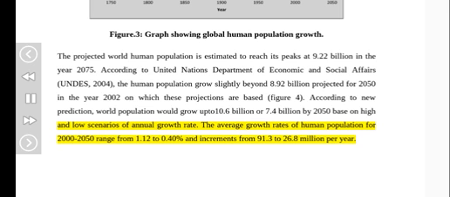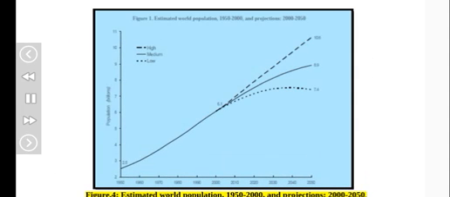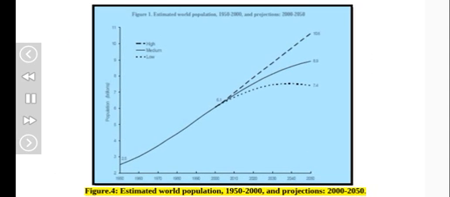The average growth rates of the human population for 2020-50 range from 1.12 to 0.40%, with increments from 91.3 to 26.8 million per year. Figure 4: estimated world population, 1950-2000, and projections, 2000-2050.